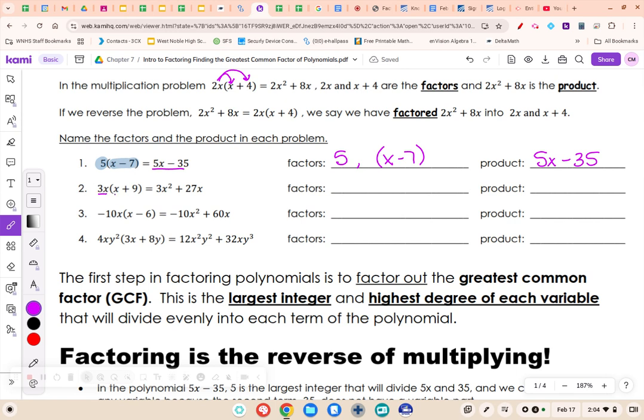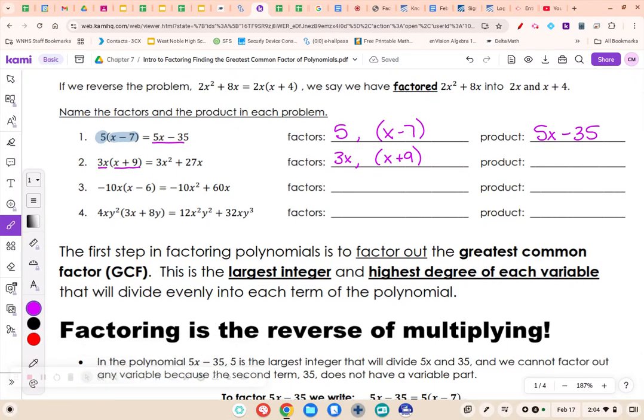So we have our two factors, 3x as well as x plus 9. And then our product is 3x squared plus 27x. We have our two factors here, negative 10x and x minus 6. Our product is negative 10x squared plus 60x.